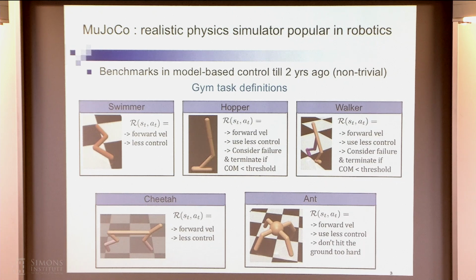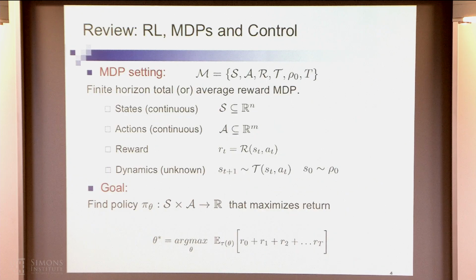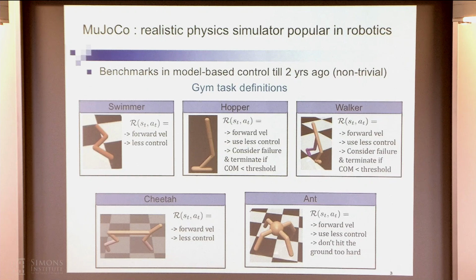Okay, so these are the tasks that we're going to look at: swimmer, hopper, walker, and cheetah. Why don't I just quickly review RL and some gradient-based methods. Are there questions about the tasks at all? I think it's pretty self-explanatory. I'll show you some videos of these things working later on.